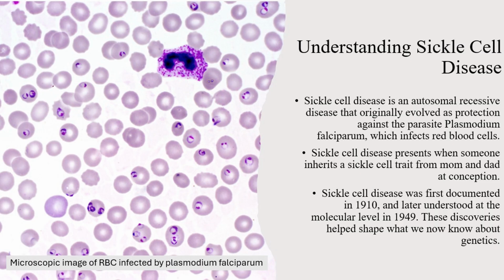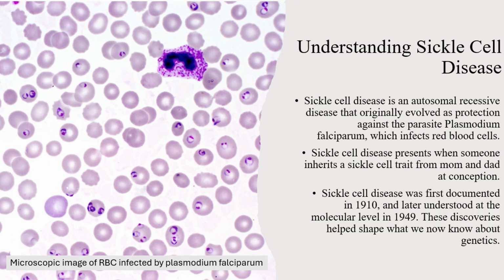So, in parts of the world where malaria runs rampant and is extremely common, carrying the trait has helped people survive over generations. That is why sickle cell is more common in people with ancestry from places like West and Central Africa, the Mediterranean, the Middle East, and even India. Basically, areas where malaria has shaped human genetics over thousands of years.